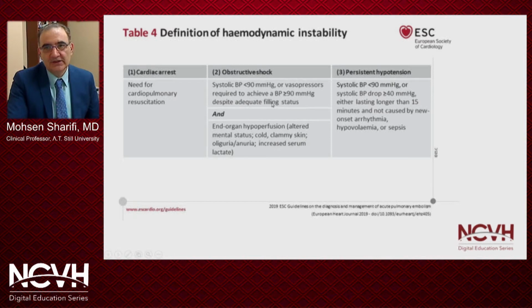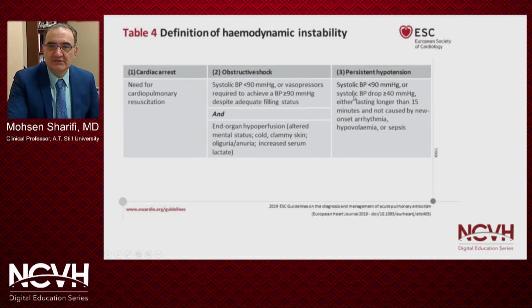And according to ESC guidelines, that's defined as a systolic blood pressure of less than 90, or the necessity for administration of vasopressors to keep the blood pressure above 90, plus, and the plus is important, evidence of end organ hypoperfusion, such as altered mental status, clammy skin, increased serum lactate levels.